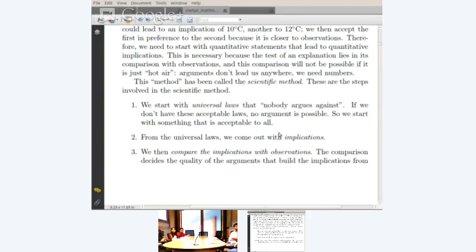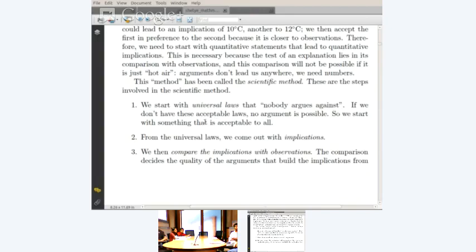In physics, it's been on since a very long time, and it's never really called mathematical modeling. So we've been doing that for a long time, and we continue to do what we did. It's just that we have a new, more fancy name given to it. Okay, so we're going to start with universal laws that nobody argues against. If we don't have these acceptable laws, no argument is possible.